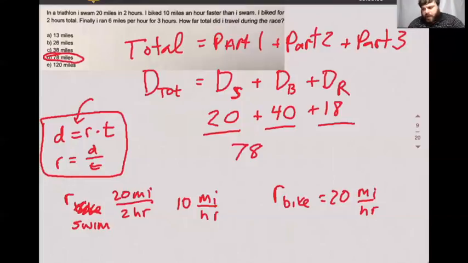Okay. Key to this problem is knowing that the total is part 1 plus part 2 plus part 3. When things are happening at different speeds, at different distances, different times, you always just remember that the total is each part added together, and you can set up a formula or an equation.